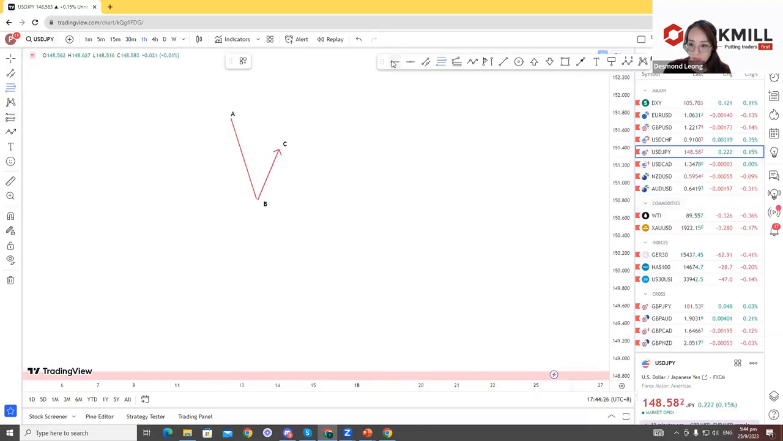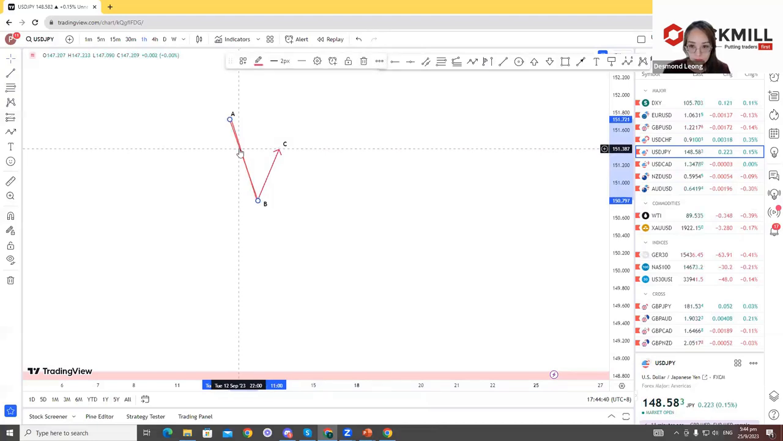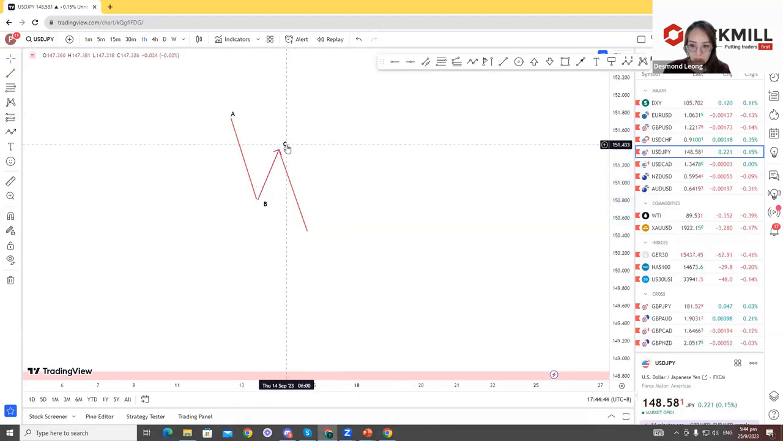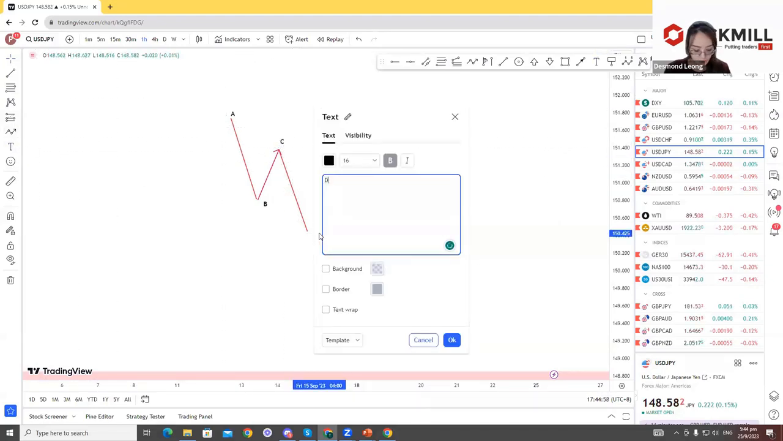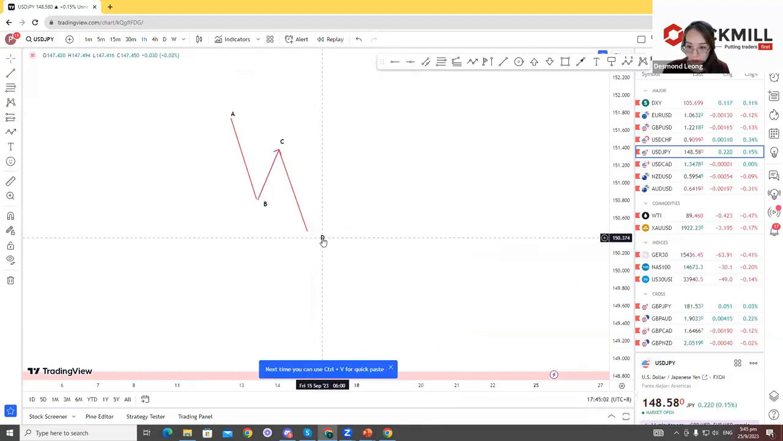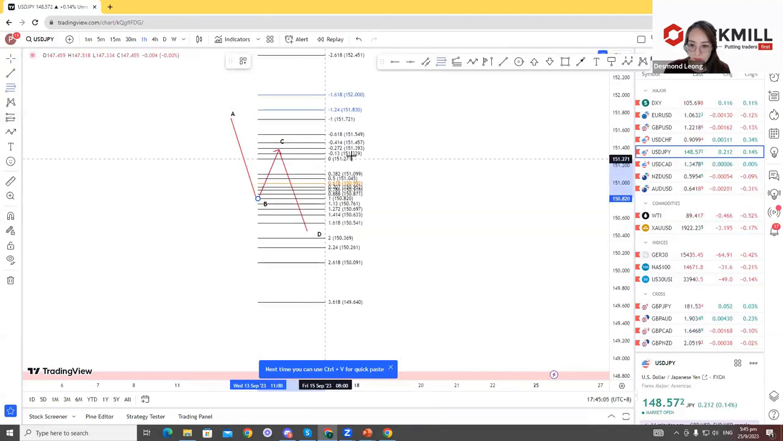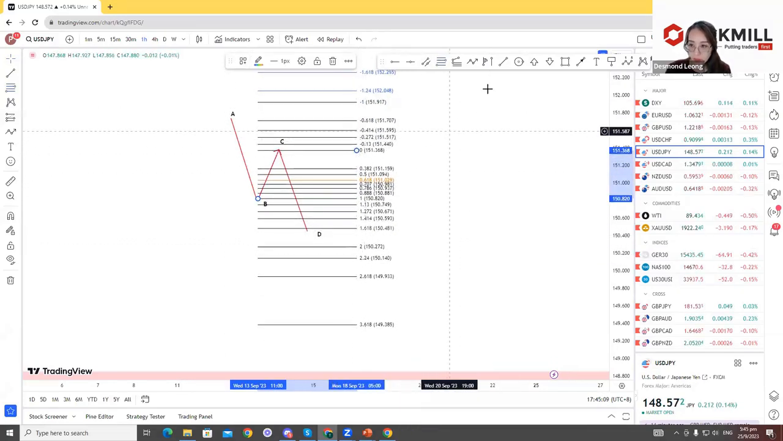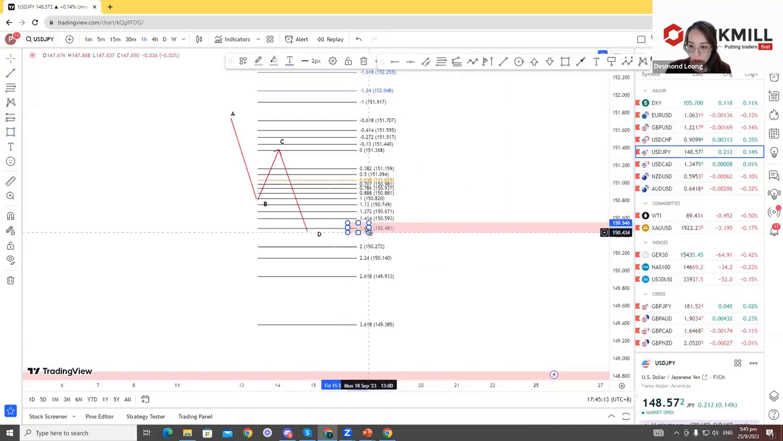First, they say AB equal to CD, so how do you get the D point? Basically you use this range first, and you can copy it like this, and then you get the D point. Or you can use the BC extension from B to C here. The BC extension is 161.8%, and that also gives you D.